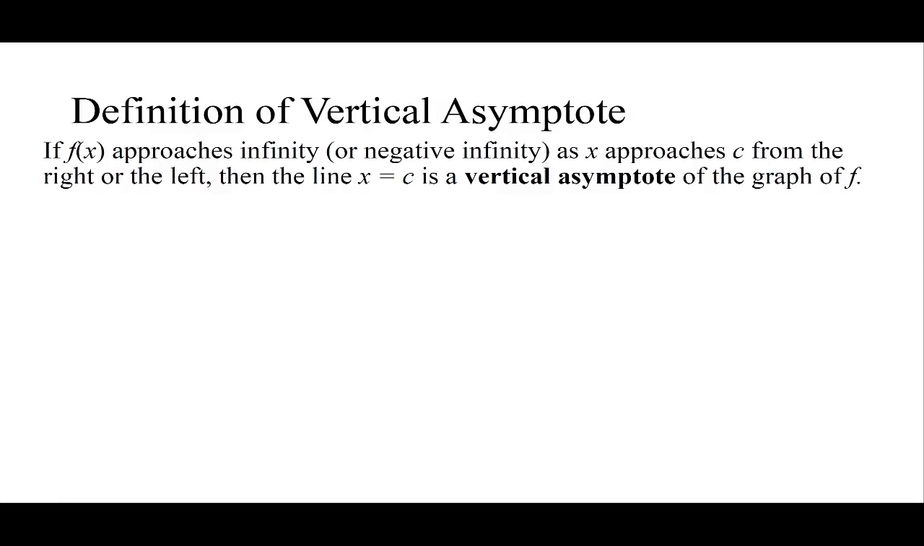There is a definition of vertical asymptote. If the function f of x approaches infinity or negative infinity as x approaches c from the right or left, then the line x equal to c is a vertical asymptote of the graph of f. So whenever you find the infinite limits, you can also find the vertical asymptote at the same time. When the limit of the function as x approaches c is positive infinity or negative infinity, this value gives you vertical asymptotes.